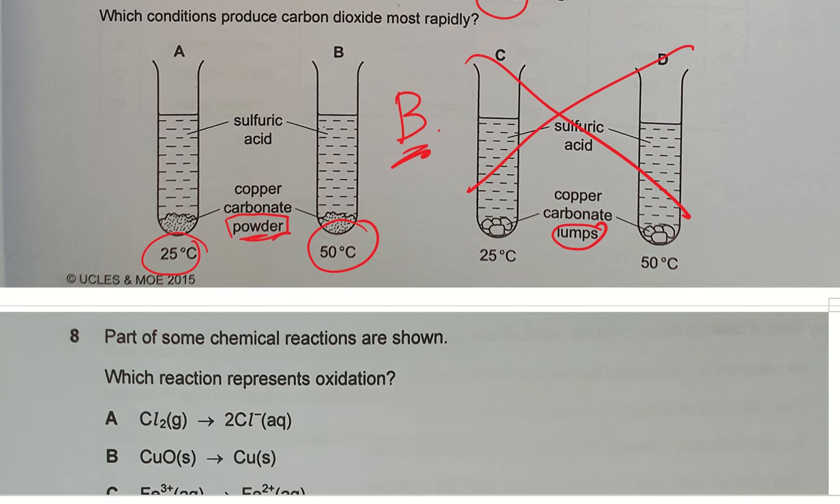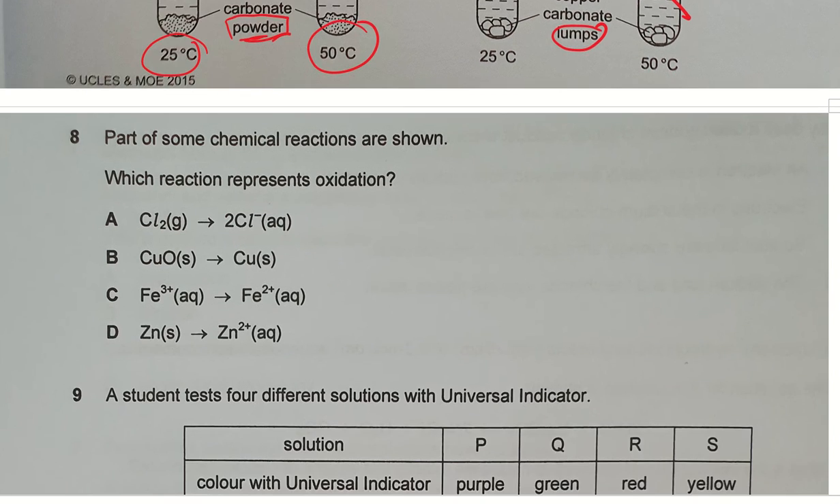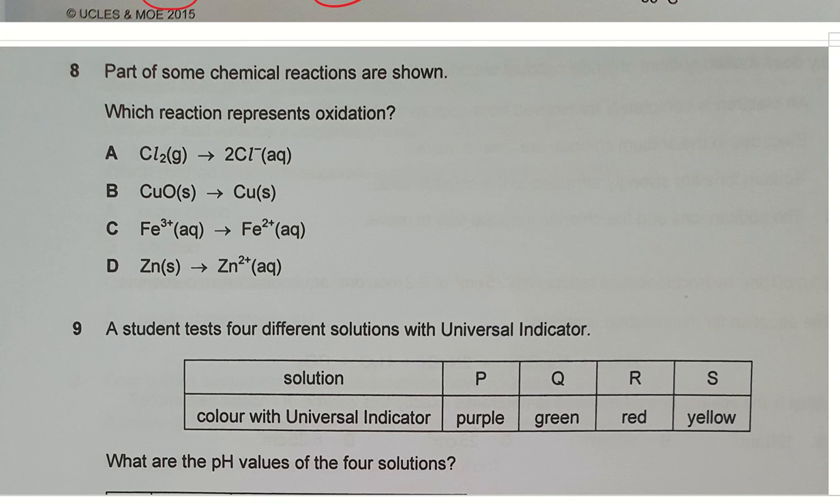Question number 7. Parts of some chemical reactions are shown. Which of these reactions represents oxidation? Okay, so let's take a look. Oxidation. For the first one, now I have my chlorine molecule, Cl2, ionizes to give me Cl-. So is this the oxidation or reduction?